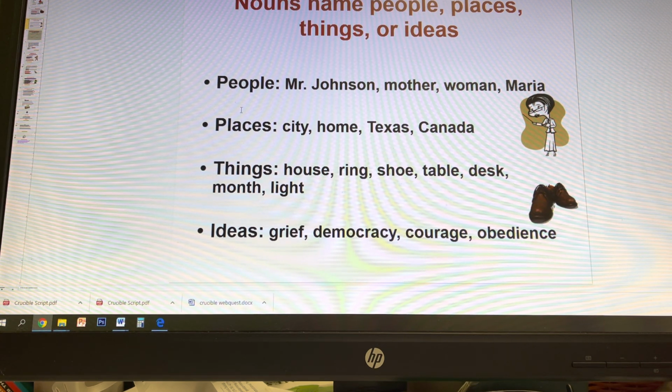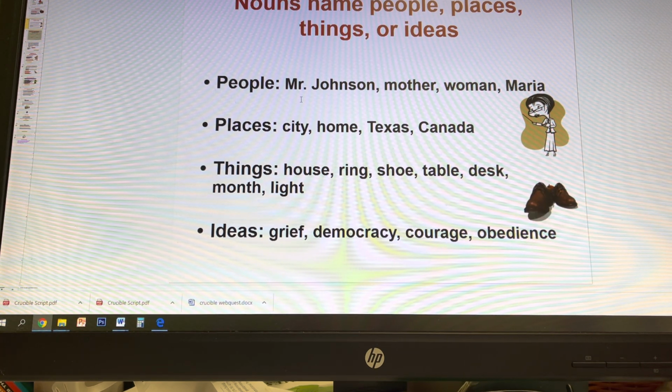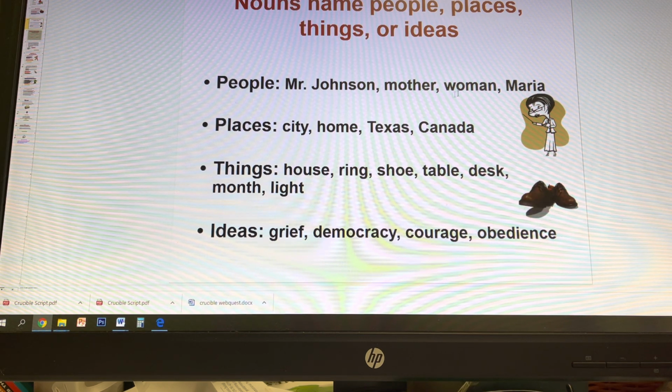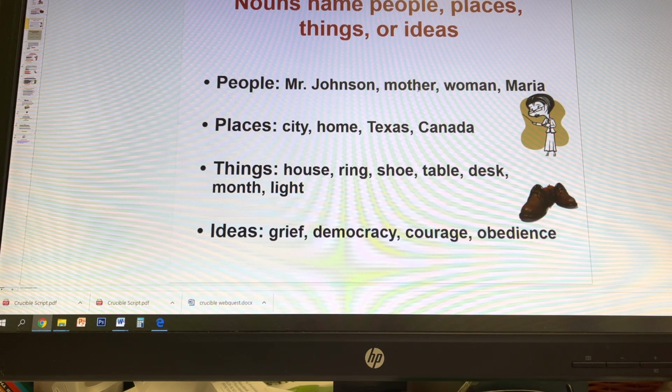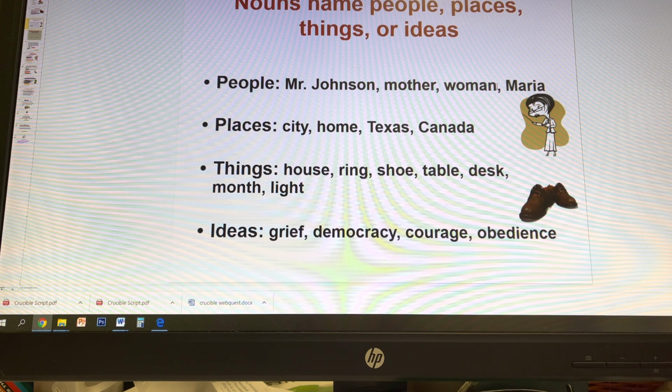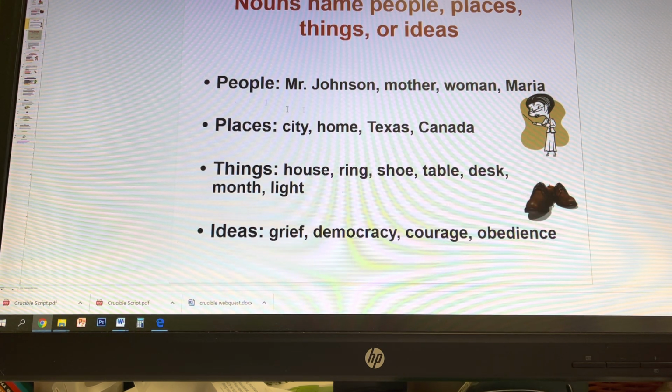So if we look at this, people like Mr. Johnson, mother, woman, Maria. So it doesn't have to be someone's name. It can just be a concept involving that person, or you could even talk about the sex of that person. It could be a name, a first name, or it could be a name, a last name. It could be the whole name altogether.